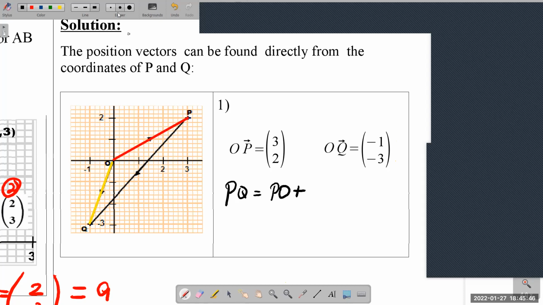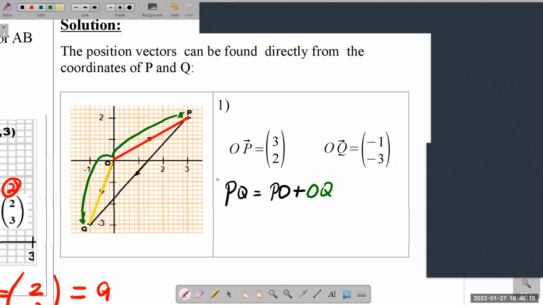And OQ. Let's follow the line. We want to go from P to O, and then OQ. Everybody see that? Same thing like what I just taught you, just following the lines. We went from P, then we went to O, and then from O, we went to Q.